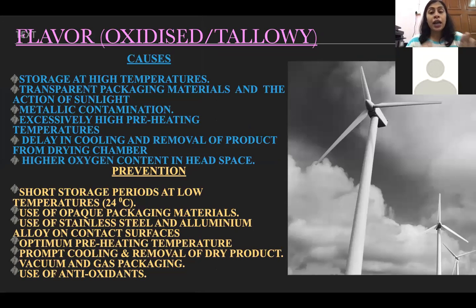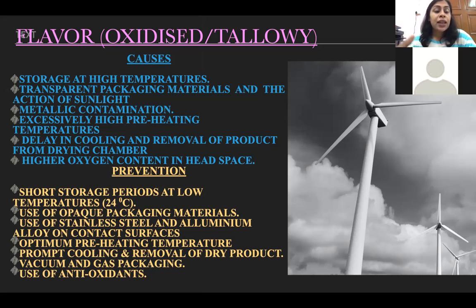Then comes flavor. Again, we have the second one, which is oxidized or tallowy, that is, there is a fattiness in its flavor. So why does it happen? Storage at higher temperatures. When it is stored at higher temperatures, I told you that the fat muscles inflate and the fat muscles become bigger. As a result, fat and the fluid separate and a layer of oil is formed. As a result, it becomes tallowy.